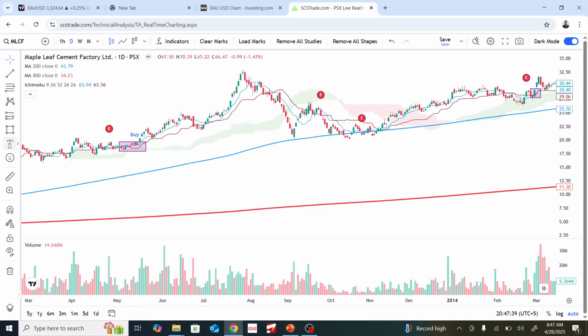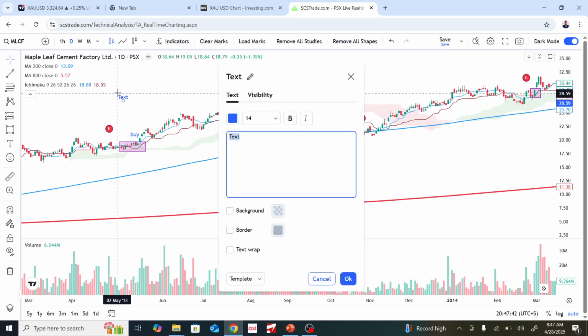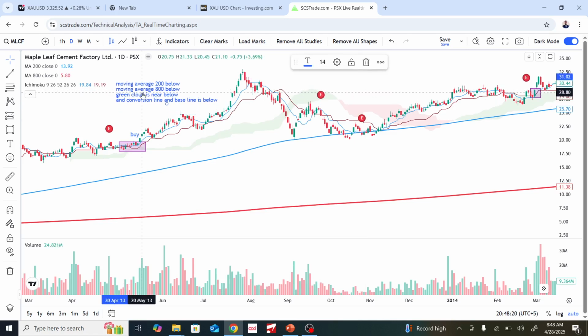Why? Because moving average 200 is below, moving average 800 is below, the green cloud is near below, and the conversion line and baseline are below. The conversion line and baseline are basically part of Ichimoku, so they are below. So this is the criteria; when it is met, you will buy.